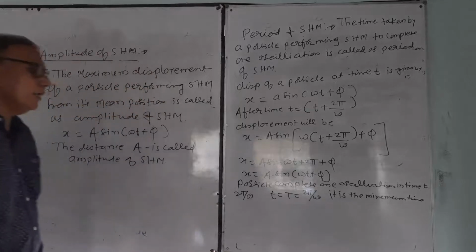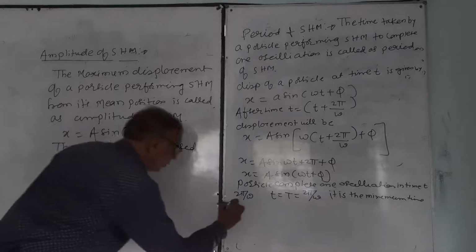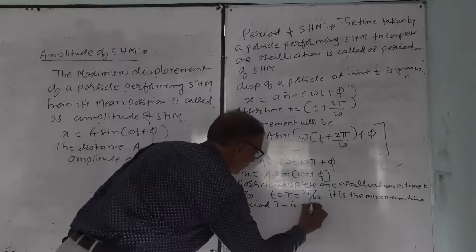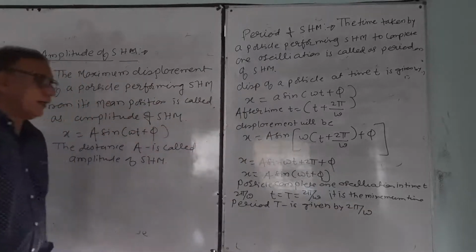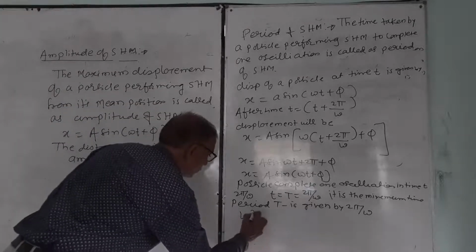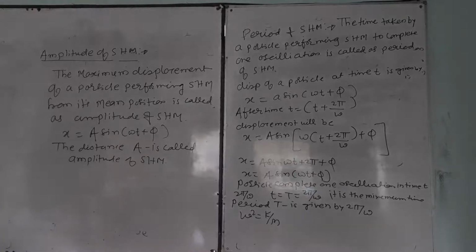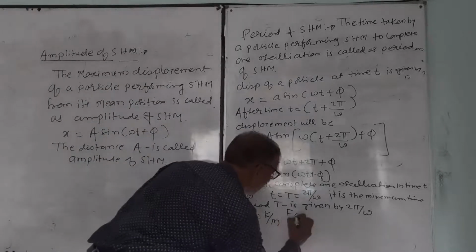It is the minimum time it repeats. Period T is given by twice pi by omega. But omega square is equal to k upon m. K upon m means force per unit displacement upon mass.